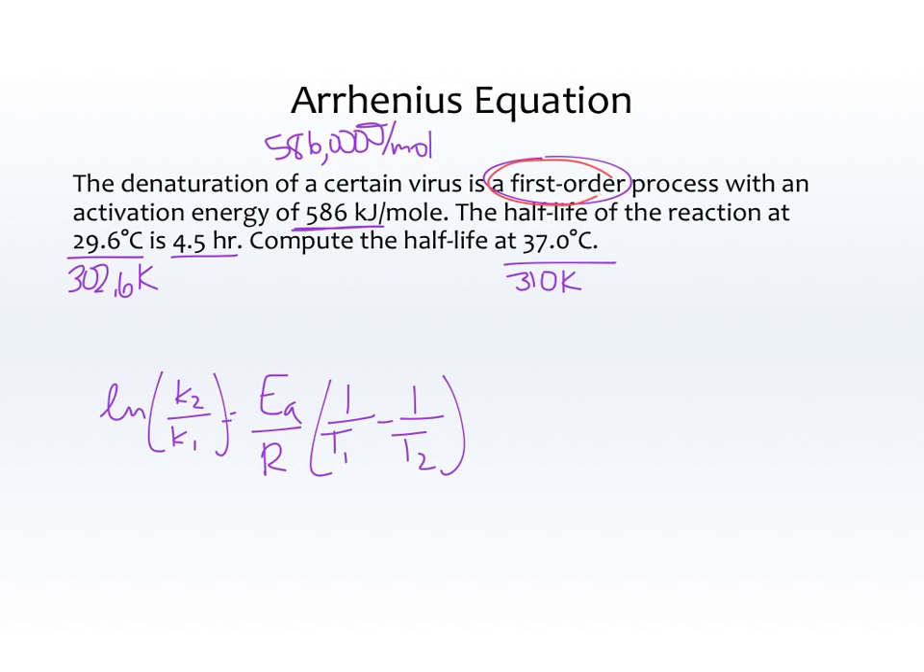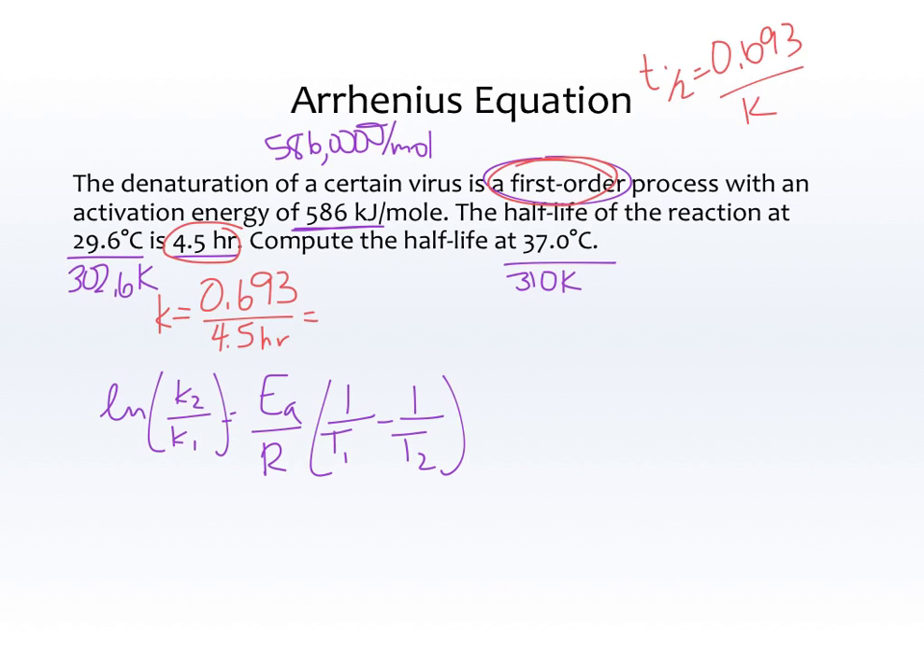Well, remember that it's a first order reaction, and so half-life for a first order reaction is 0.693 over K. So I can actually solve for the different Ks using the half-life, since it does tell me what the half-life is. So for the first reaction at 29.6 degrees Celsius, the half-life is 4.5 hours. So using that, I could say K is equal to 0.693 over the half-life, 4.5 hours. 0.693 divided by 4.5 is 0.154 per hour. So that's my first K, or my K1.